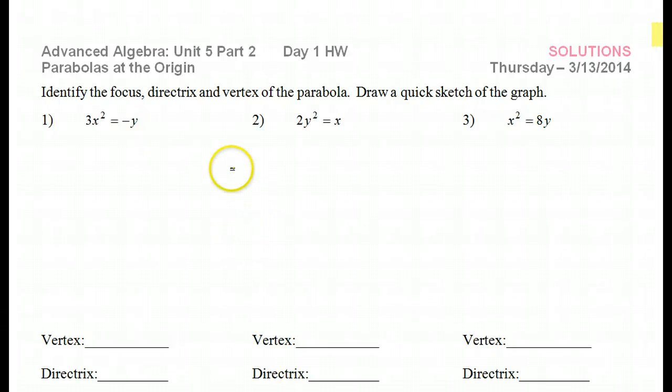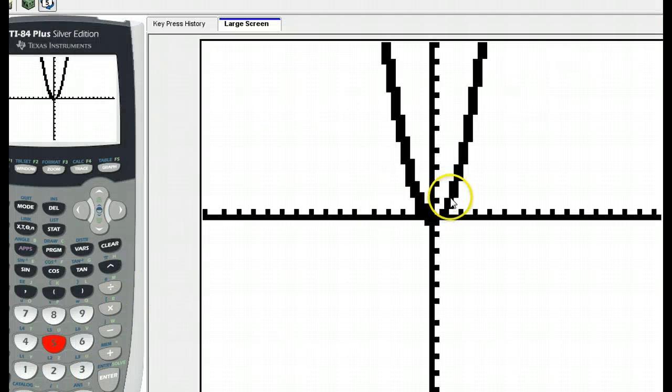Alright, in this lesson we're going to be learning about parabolas, and for right now the parabolas are going to keep their vertices at the origin, and in the next lesson we'll move off of the origin. So please remember that whenever you first learned about parabolas, you probably learned y equals x squared, and they showed you what that looked like, and it looked something like this. Alright, so that's y equals x squared.